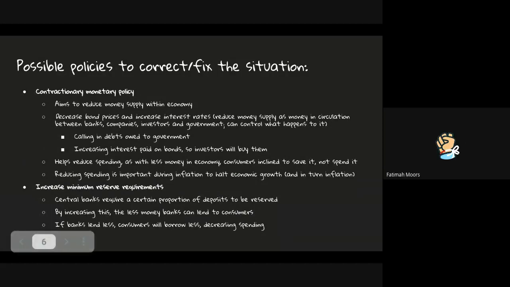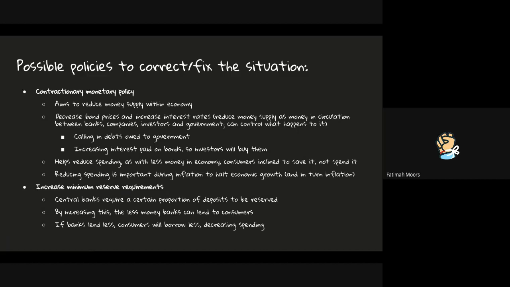Okay, possible policies to correct or fix the situation. We can use a contractionary monetary policy, which would aim to reduce the money supply within the economy, and this could be done by decreasing bond prices or increasing interest rates, as reducing the money supply and circulation between banks, companies, and investors allows the government to have more control of what happens to it. And so this could be done through calling in debts owed to the government or increasing interest paid on bonds so investors will actually be inclined to buy them. We could also help to reduce spending.